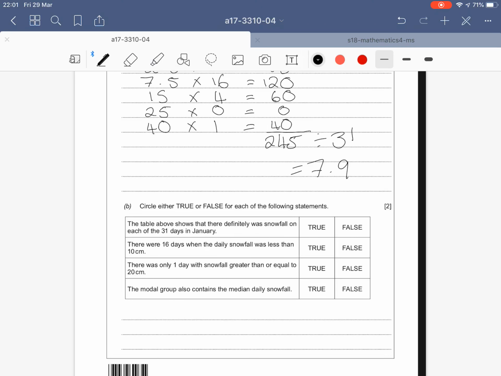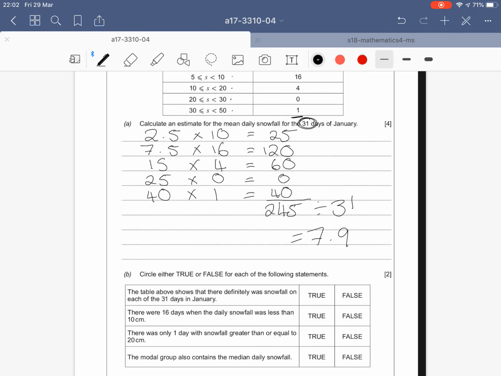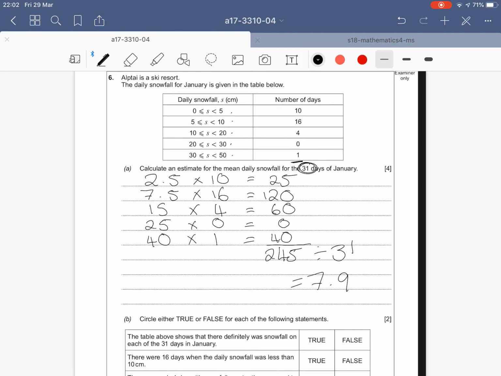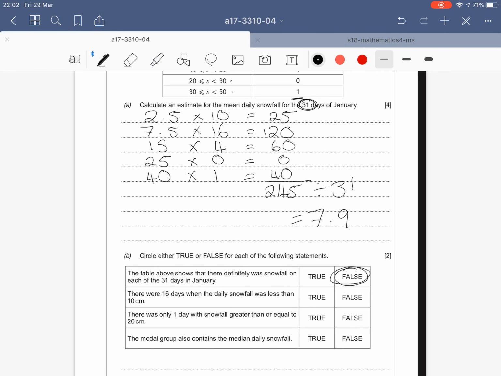Right, circle either true or false for each of the following statements. So the table above shows that there was definitely snowfall on each of the 31 days in January. We don't have enough information to say that's correct. All it's telling us is the daily snowfall and the number of days. It doesn't say that there's snowfall each day, so we haven't got enough information, so the first one is false.